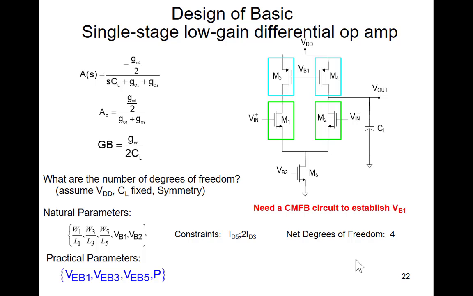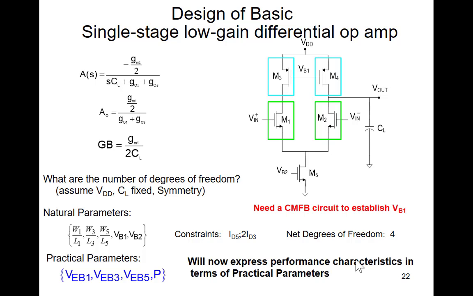You may be able to come up with an alternate set. Whatever set you come up with better have how many in it? 4. Okay? So my premise is those are a set of 4 parameters that are very useful for designing this amplifier. So now I'm going to express the performance characteristics in terms of these practical parameters. I really should have done it in terms of natural parameters because I would have these big, ugly expressions here.